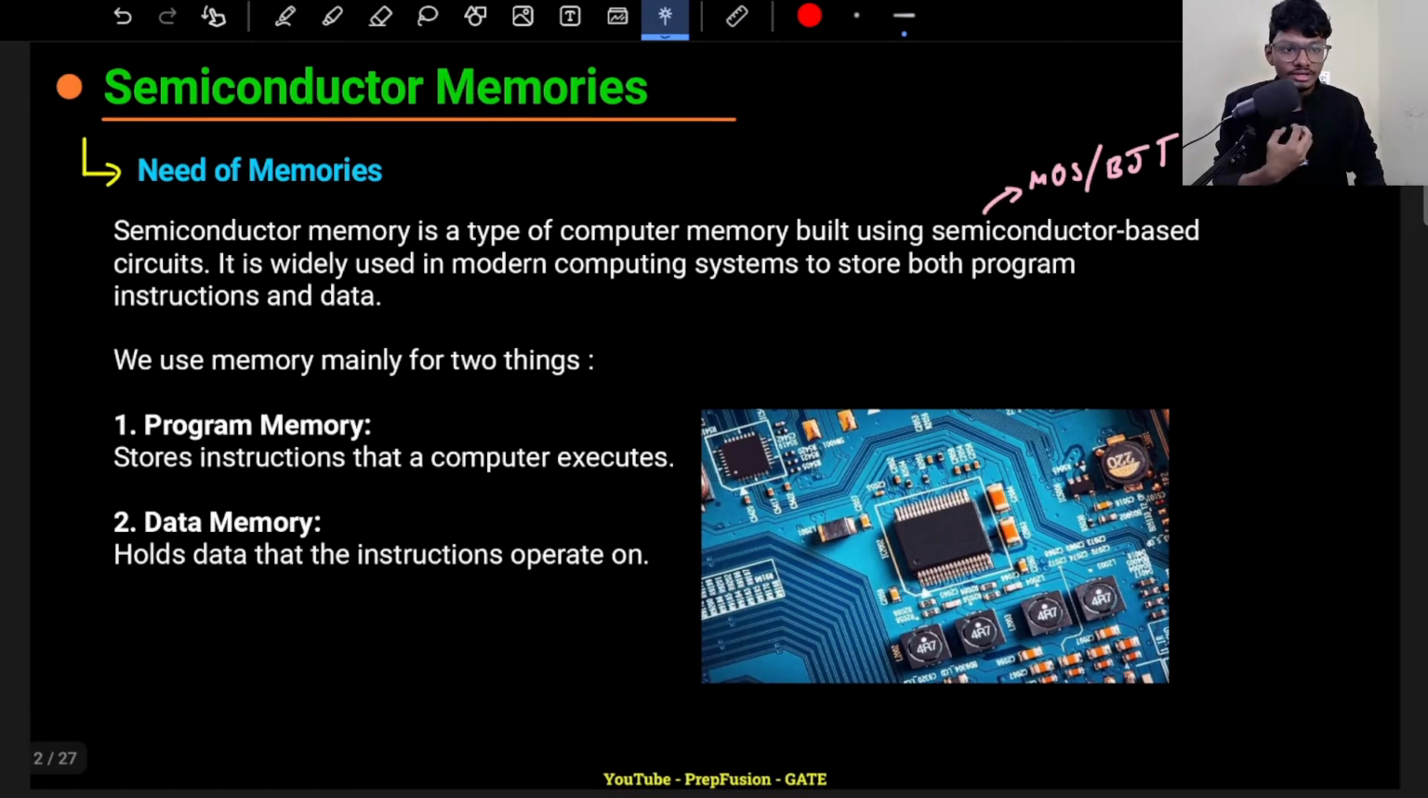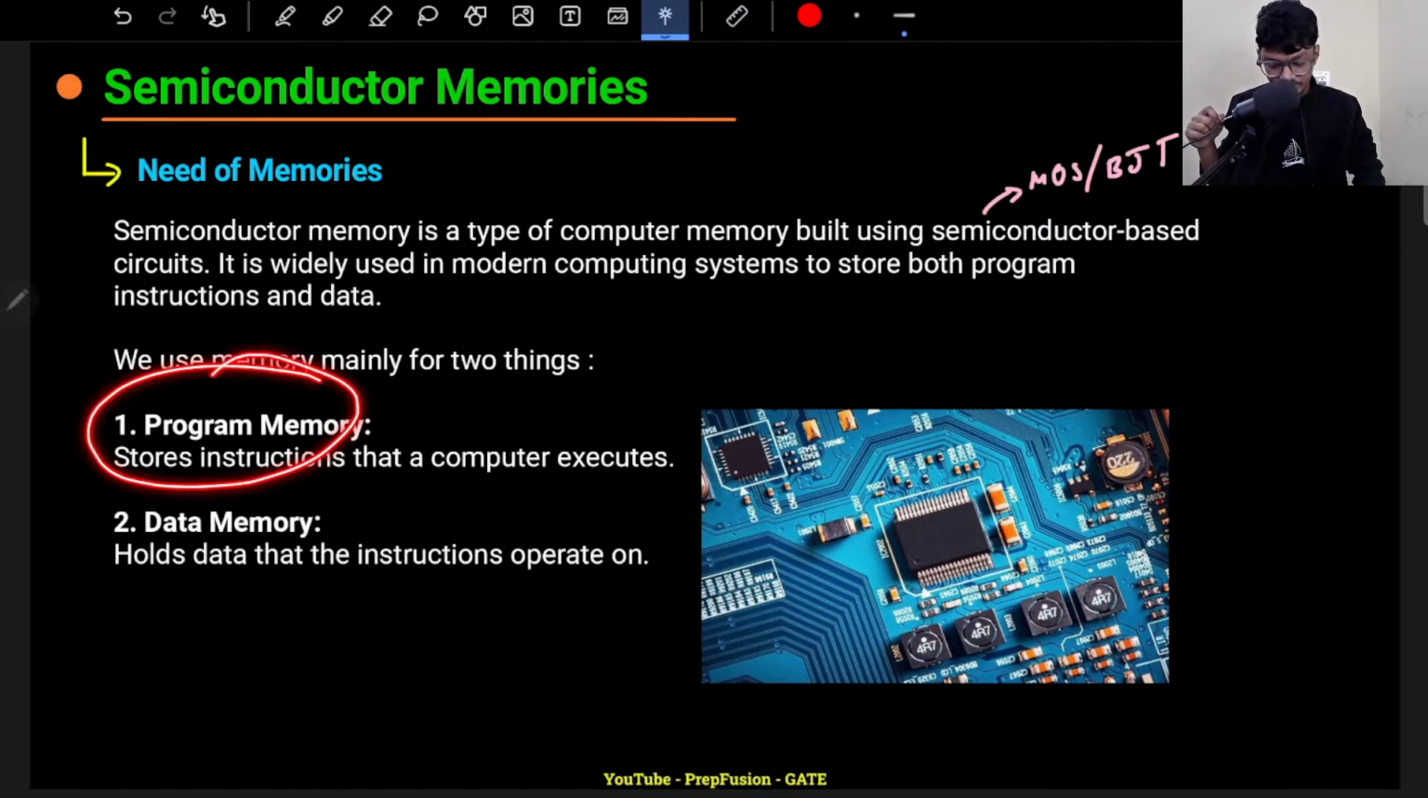Obviously we need to store data, like whatever is on this phone: your videos, your photos, your PDFs, assignments. That is data. And apps are programs, like your Netflix, your Hotstar. That is just written code that also needs to be stored. For that, memory is required, obviously.